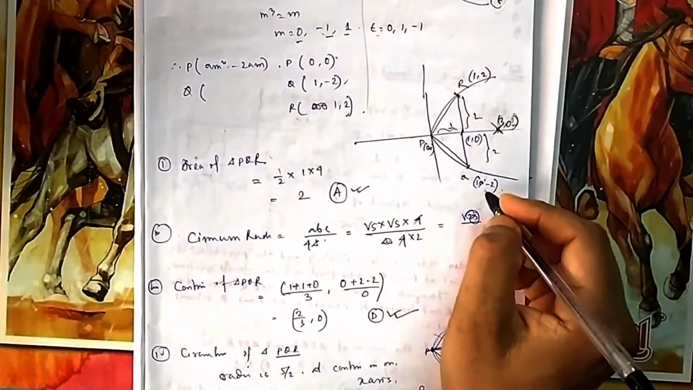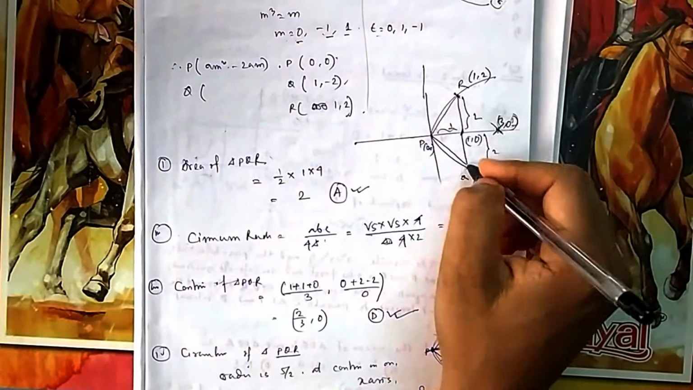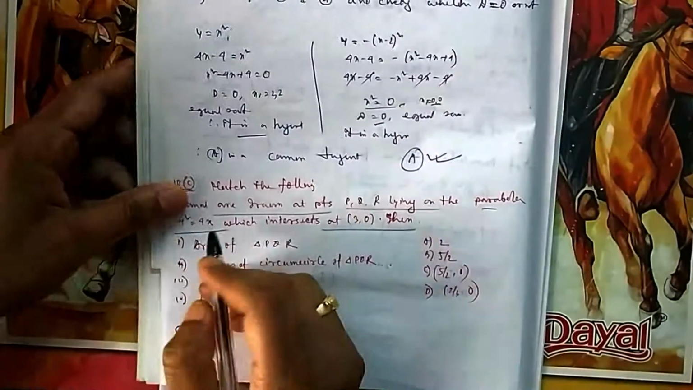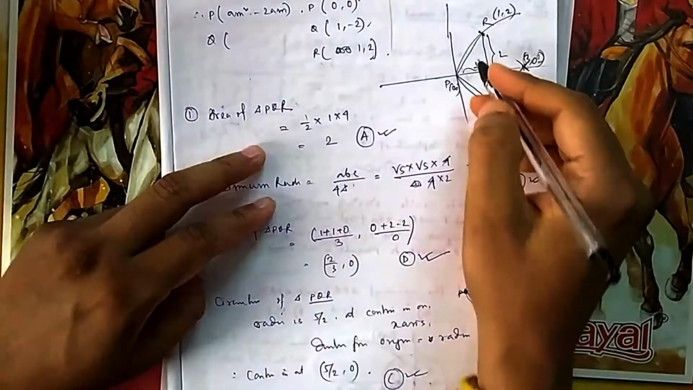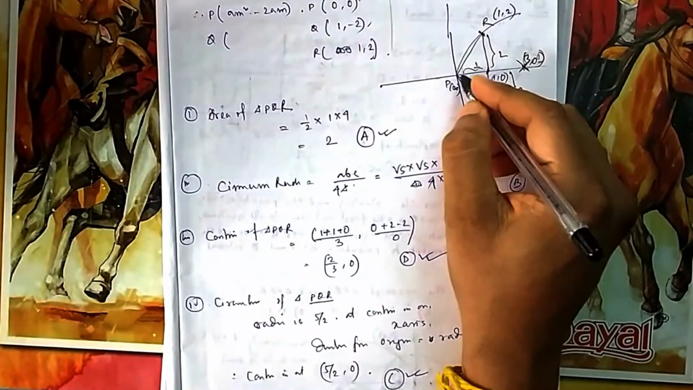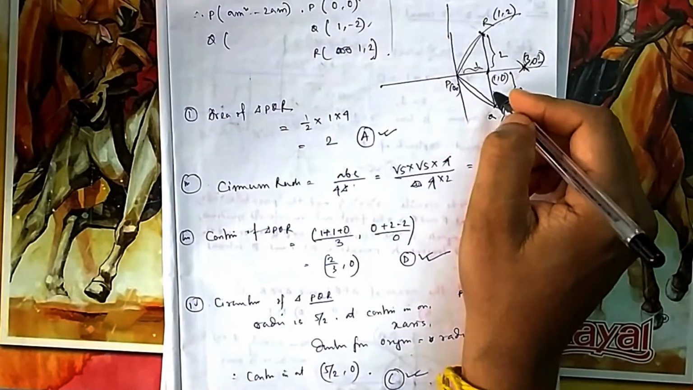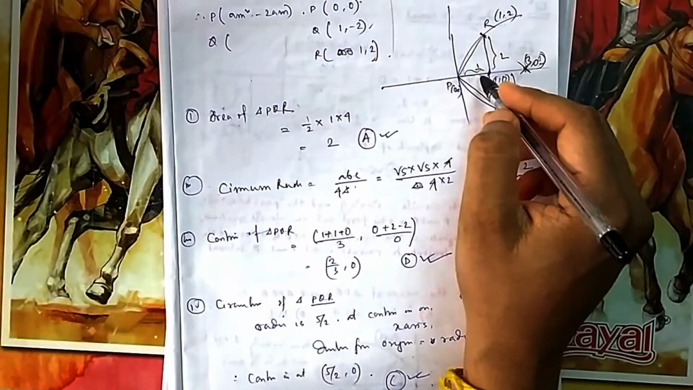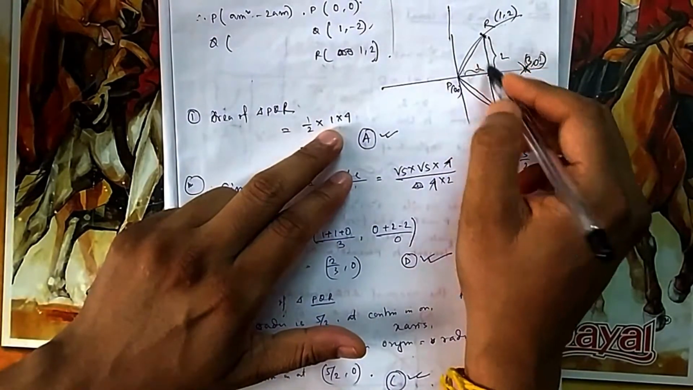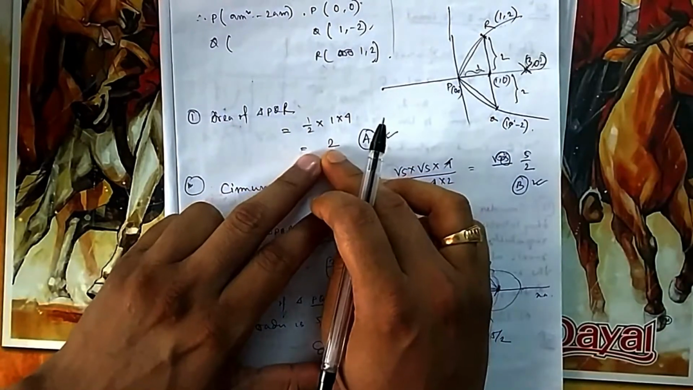This is (1, 2), this is (1, -2). Obviously this is passing through (1, 0), which is the focus of this one. You can see it is 4 into 1, which is the focus. So what is the area of this? This will be 90 degrees. If you consider this as base, this becomes your height. So your height is 1 and base is 2 plus 2, total 4. So your area is this.